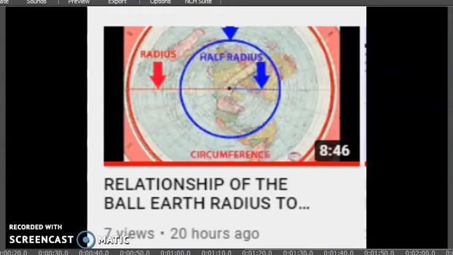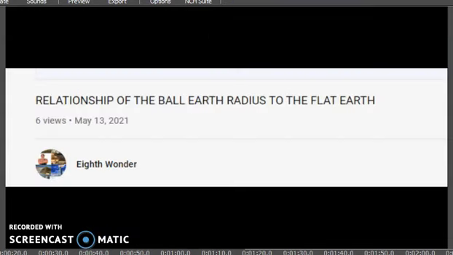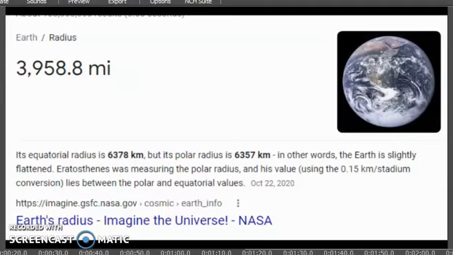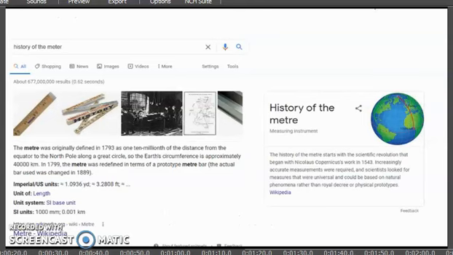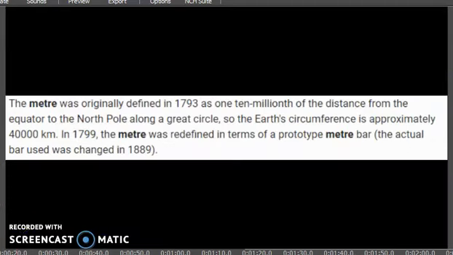In my previous video, Relationship of the Ball Earth Radius to the Flat Earth, I explained that we are told that the radius of the alleged ball Earth is 3,958.8 miles. And when one looks into the history of the meter, one can see that the meter was originally defined in 1793 as 1/10 millionth of the distance from the equator to the North Pole.